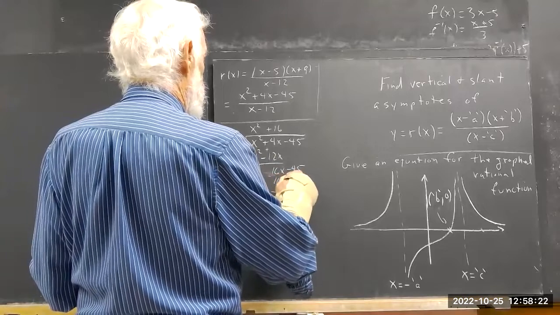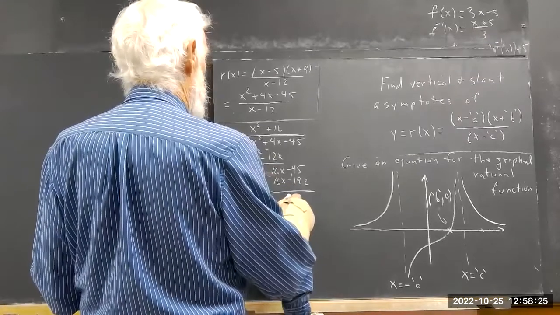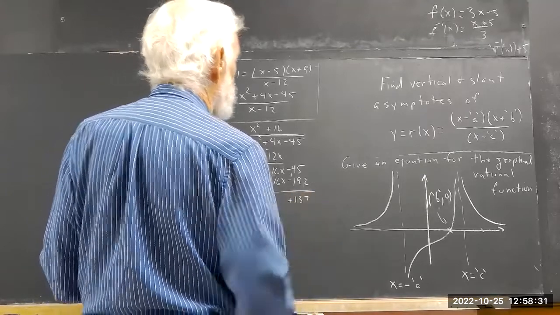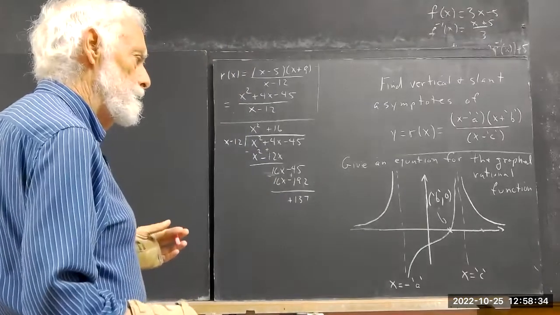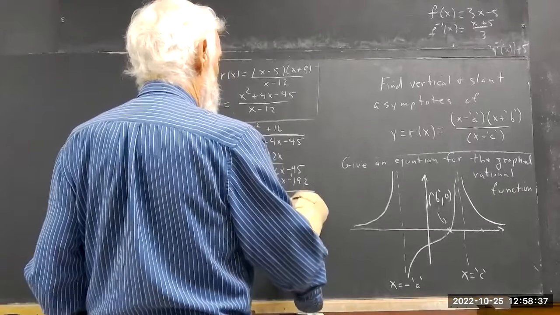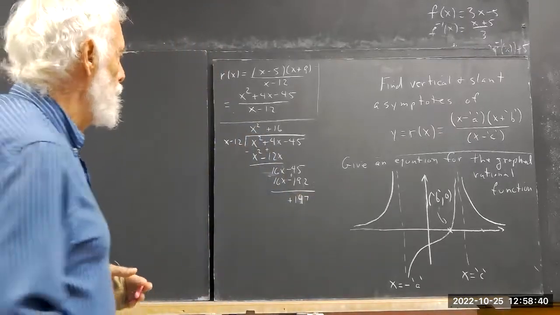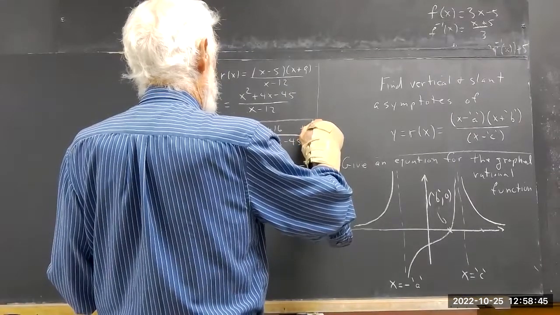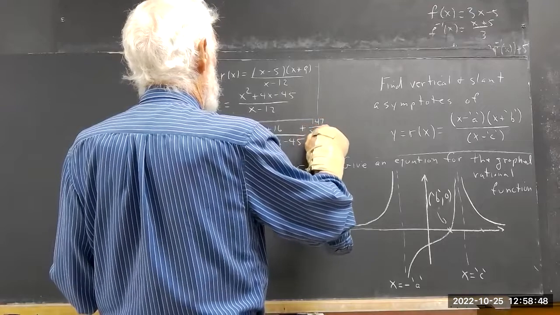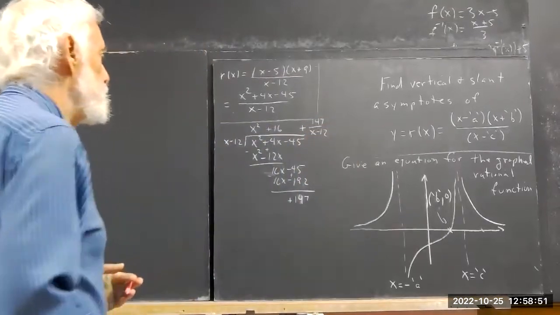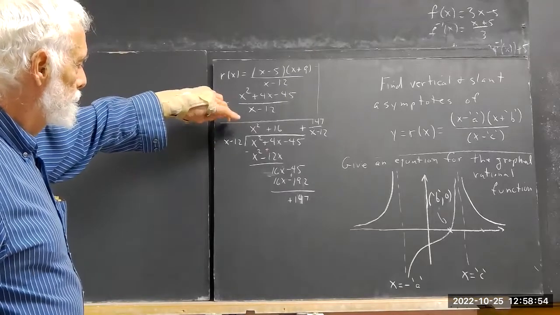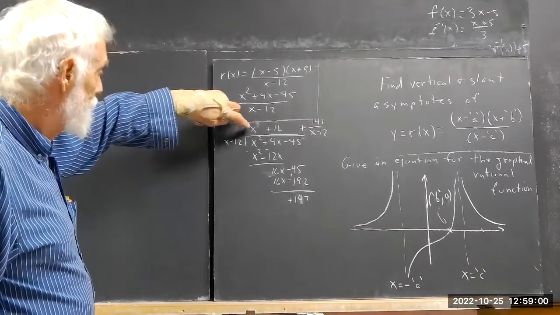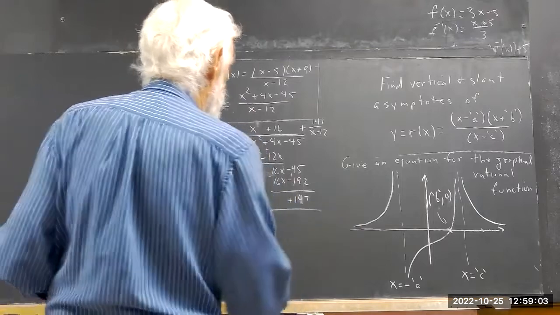And then subtract here and here, we get a remainder of 137. Okay. So we should write this then as plus 137 over X minus 12. The X, and that's not X squared, that's X.